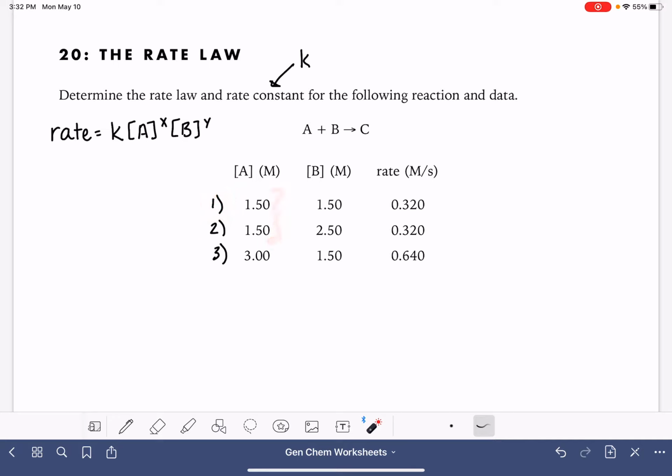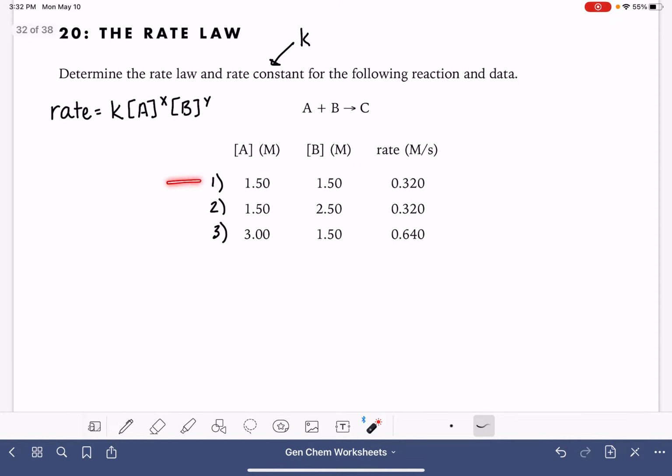We also want to make sure for these 2 sets of data that while the concentration of A is identical, the concentration of B needs to be different. And that does work for data set number 1 and number 2. Again, for these 2 data sets, we want the concentration of one substance to be identical and the concentration of the second substance to be different.